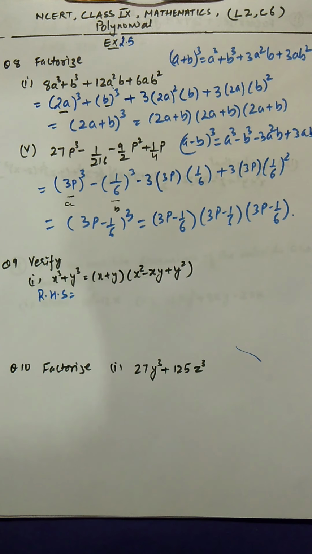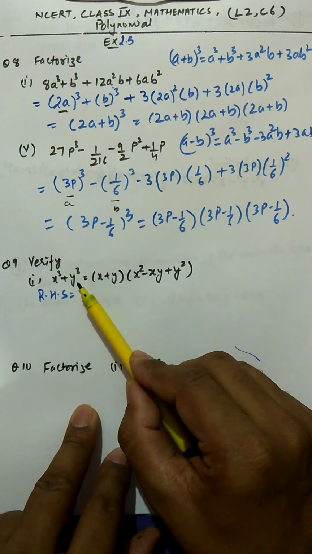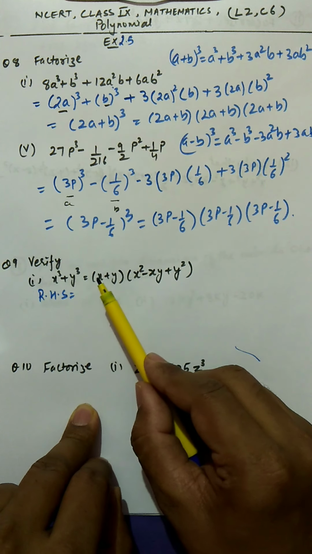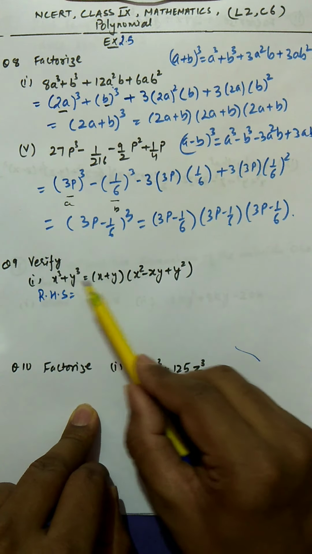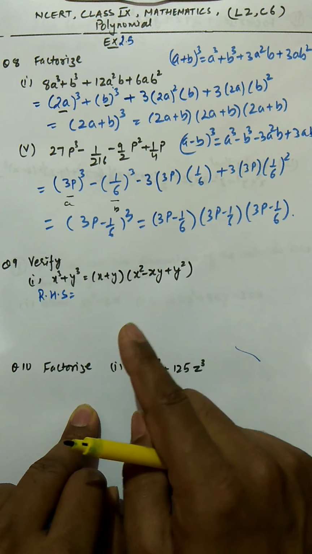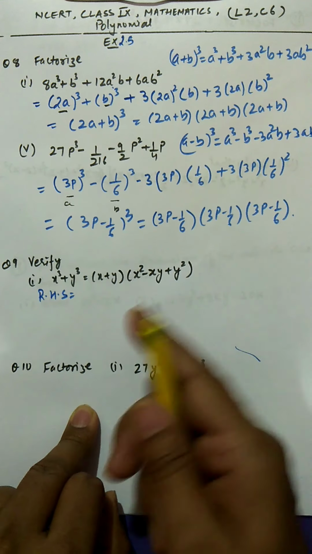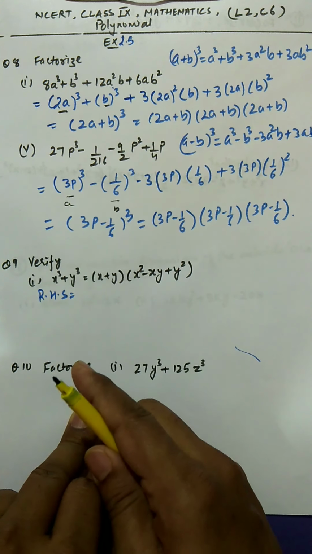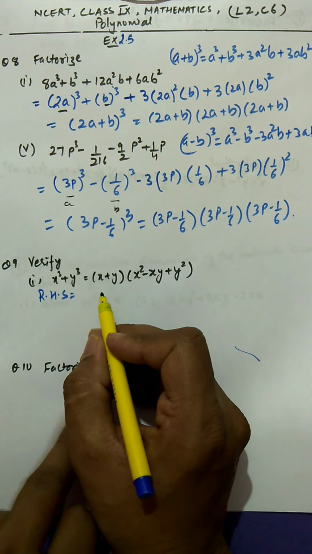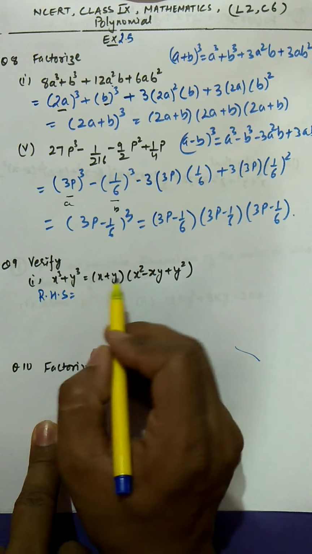When somebody asks you to verify some statement, it means you have to show that LHS is equal to RHS. What some students do is write x cube plus y cube equal to, and they start solving like this. If you are already assuming that both are equal, then there is nothing to verify. So you have to take both the sides separately, and show that RHS is equal to LHS, or LHS equal to RHS. So never make this mistake. Do not take both the sides side by side.